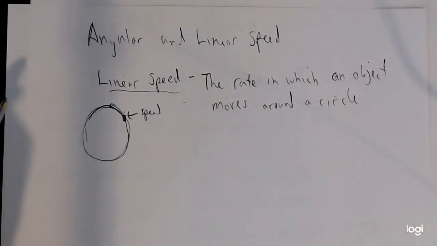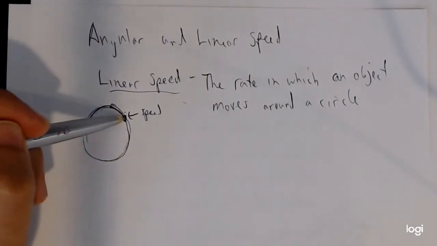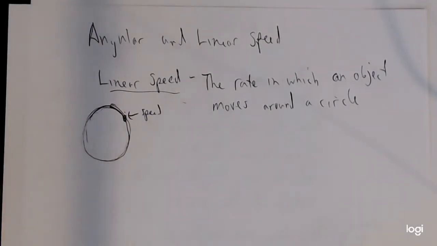You might be wondering why we're talking about moving around circles. You'll see the connection in a minute. But when you hear the words linear speed, it's just how fast this object is moving around the circle. And that's what it is.